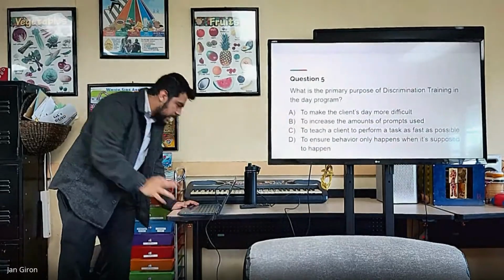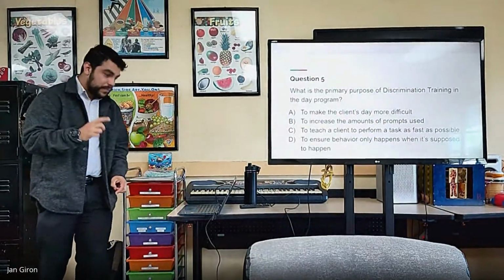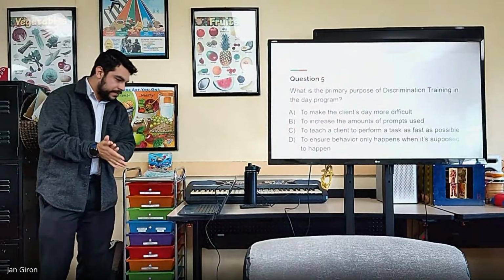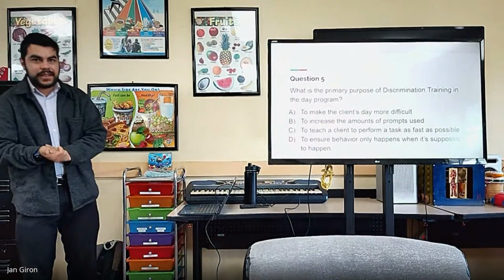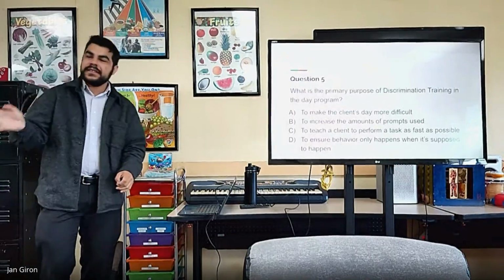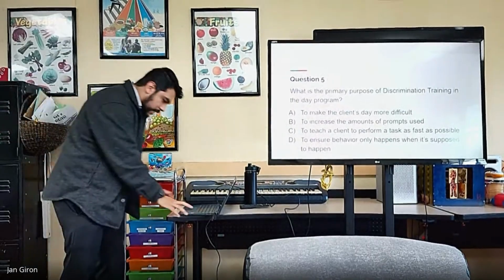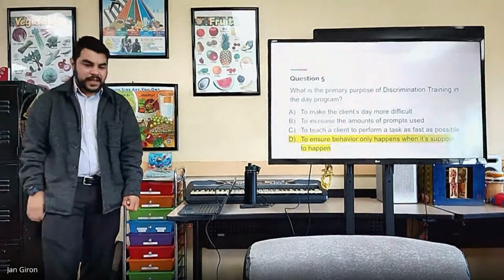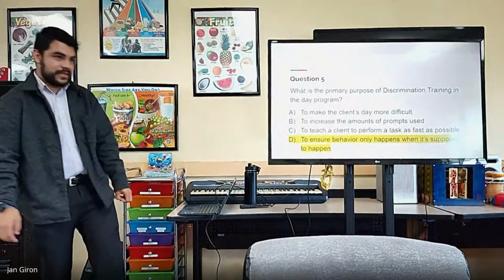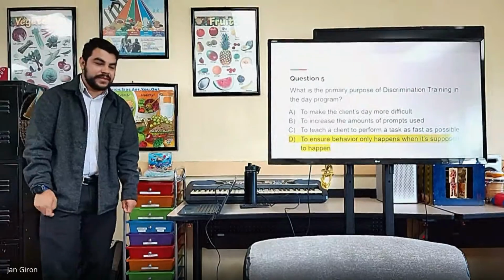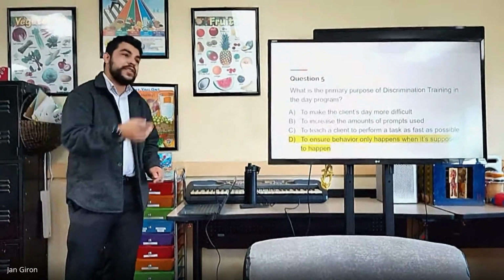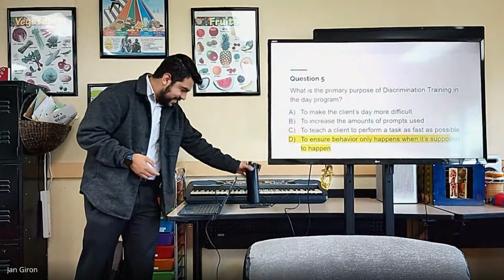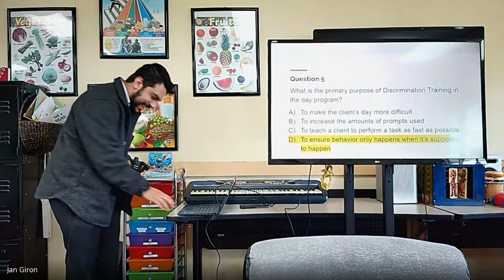Good. What is the primary purpose of discrimination training here at the day program? Make sure the behavior only happens. Okay, letter D. Yes. It happens when it's supposed to happen, and it doesn't happen when it's not supposed to happen. Stop and go. Exactly. You gotta know when to stop and when to go. You gotta know when to zig and when to zag.